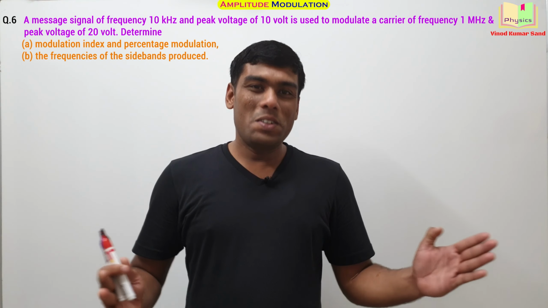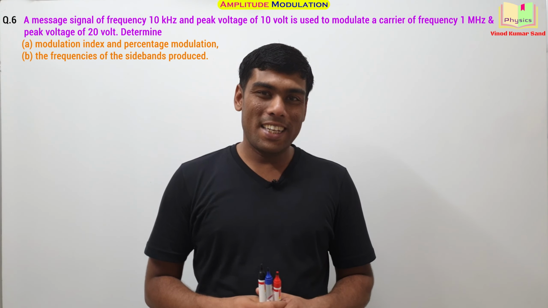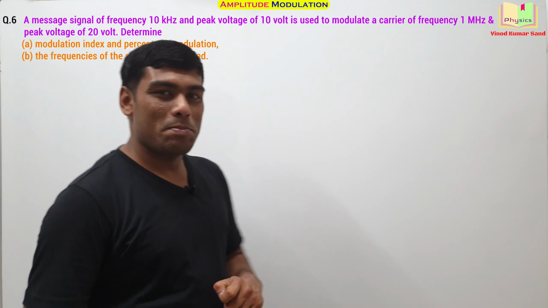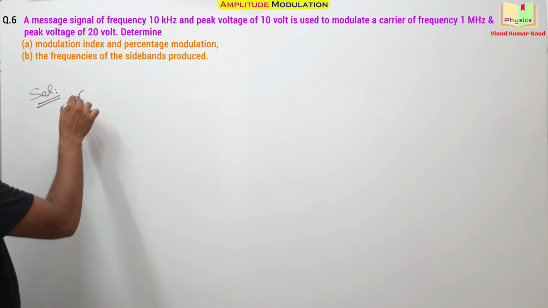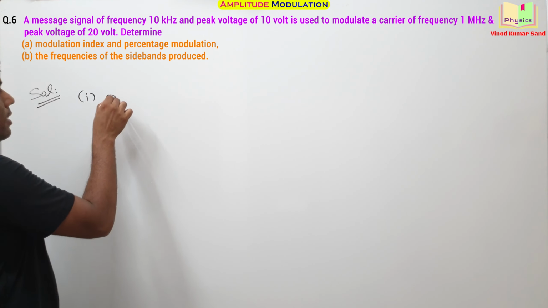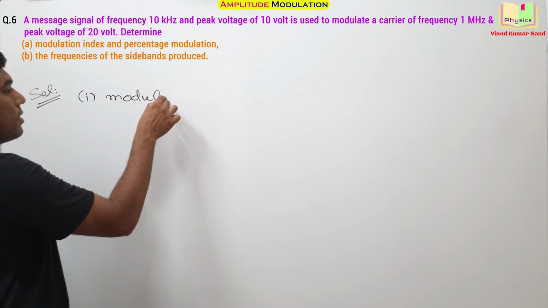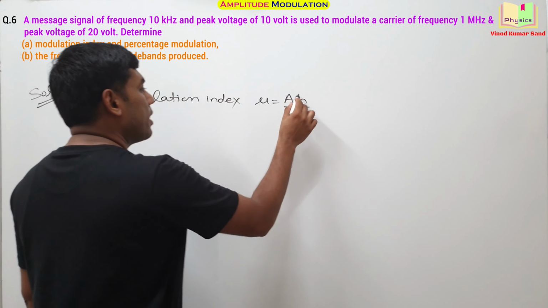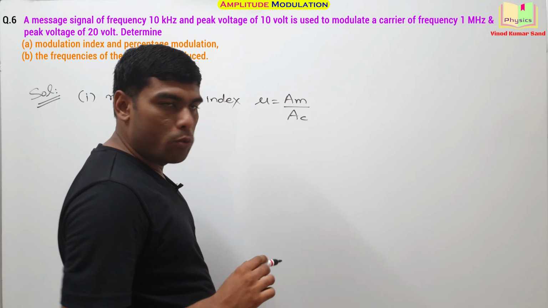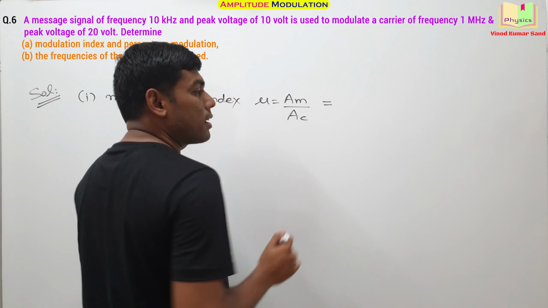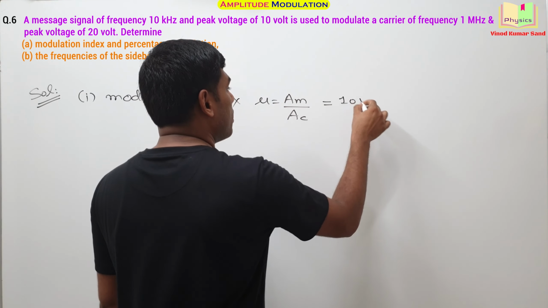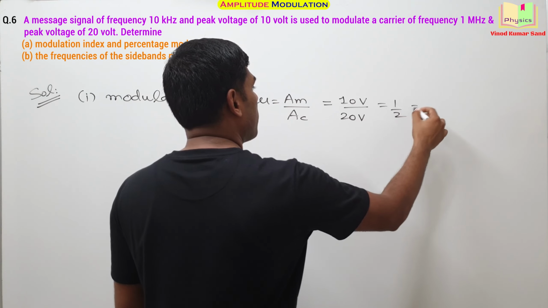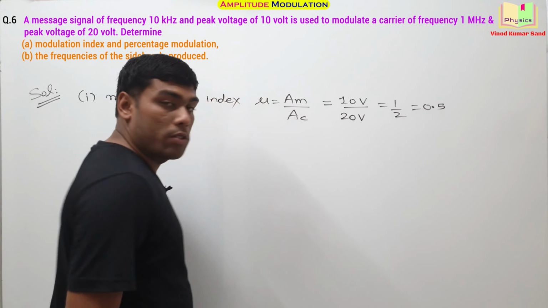It's an easy question, so I request you to give it a try. Pause the video and post your opinion in the comment box, and I am simplifying things on the board. First of all, I am obtaining the modulation index, which is written as mu is equal to Am by Ac. Here amplitudes are given in terms of voltage. The amplitude of the message signal is how much? 10 volt. Amplitude of the carrier signal is 20 volt. So mu is equal to 1 by 2, that means 0.5.